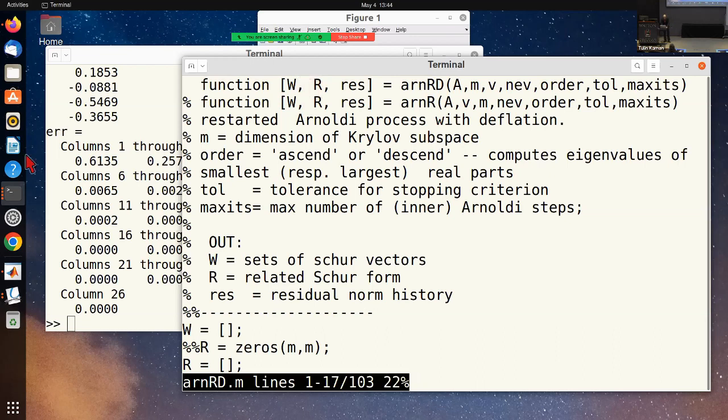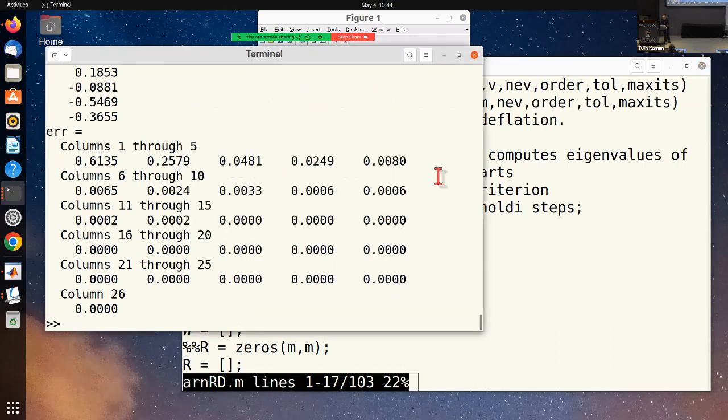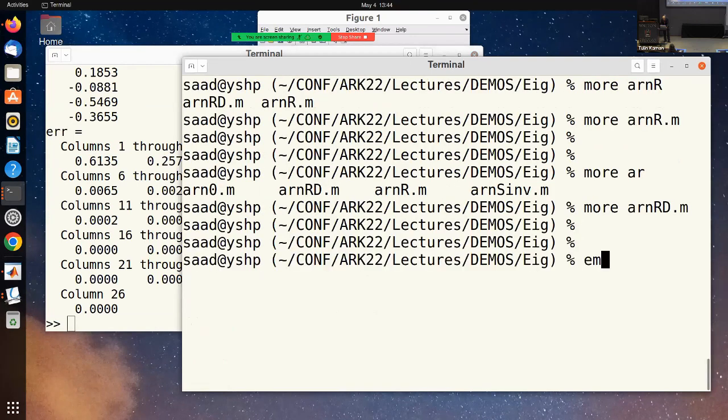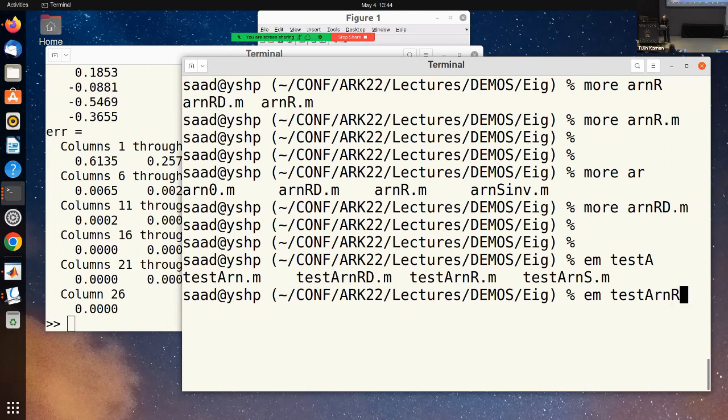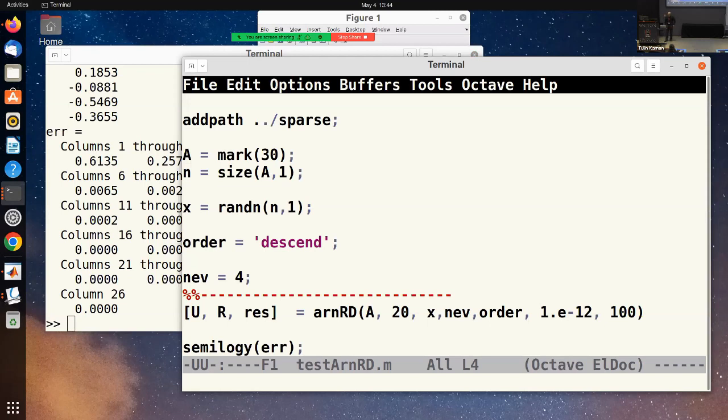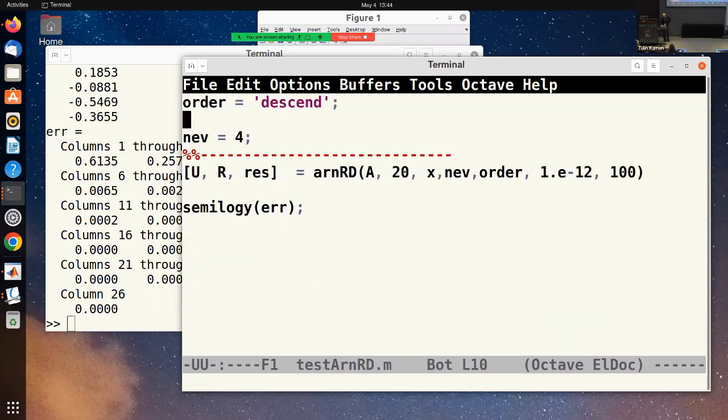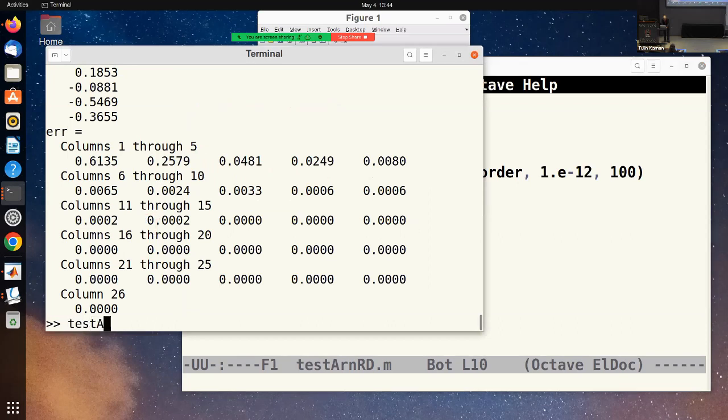So let's try that. So here now I'm going to test restart and deflate. Okay, this one is a matrix Markov 30. So this is the triangular Markov chain. Remember the random walk on a triangular grid. And I'm asking for 4 eigenvectors, and let's try it.